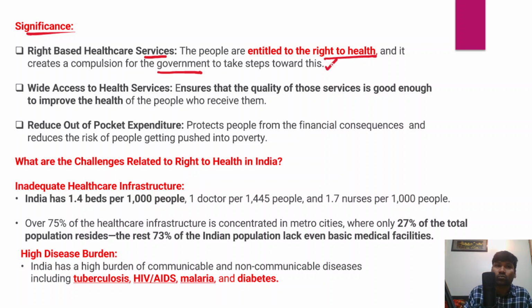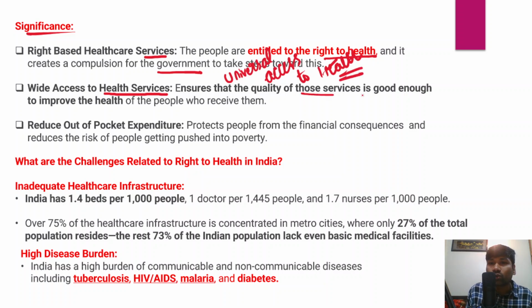And in fact, it also ensures wider access to healthcare services. Now, wider access to healthcare services is very important to protect the right to healthcare and also ensure universal access to healthcare. So therefore, it could actually ensure that the quality of those services is good enough to improve the health of the people who actually receive the healthcare facility.